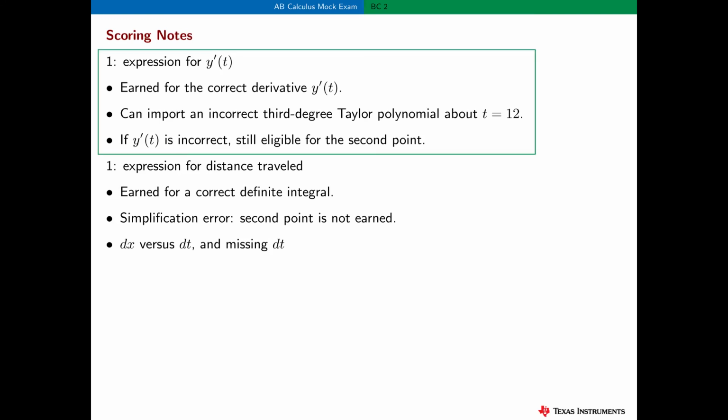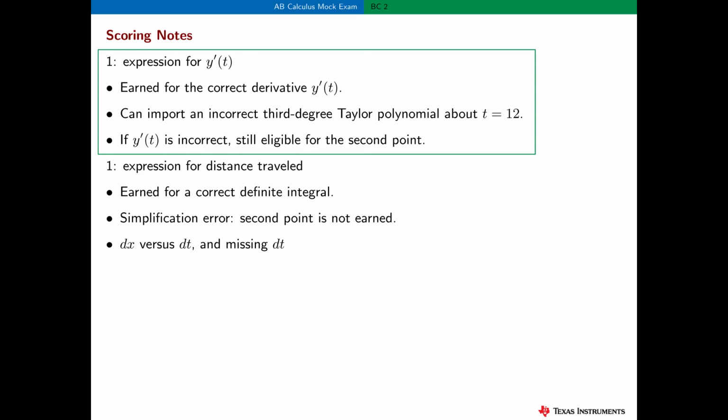The first point is earned for presenting the correct derivative y prime of t. The student might denote this derivative differently, but in general we're looking for the derivative of their expression from Part G. We will allow the student to import an incorrect third-degree Taylor polynomial about t equals 12, and we'll read with them to determine if they found the correct derivative. And if y prime of t is incorrect, the student is still eligible for the second point.